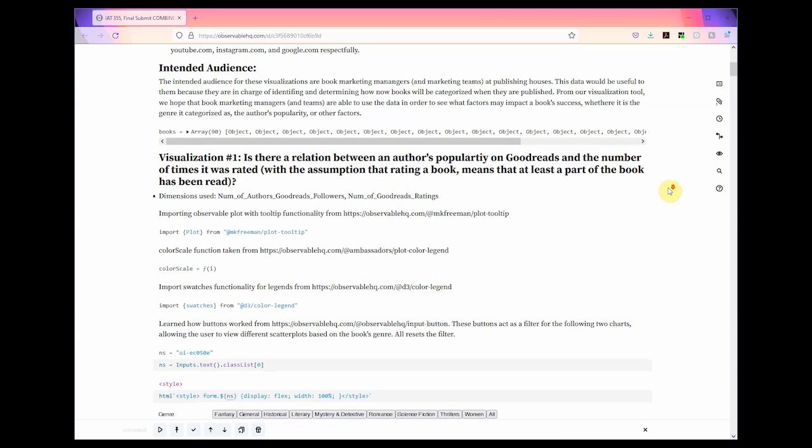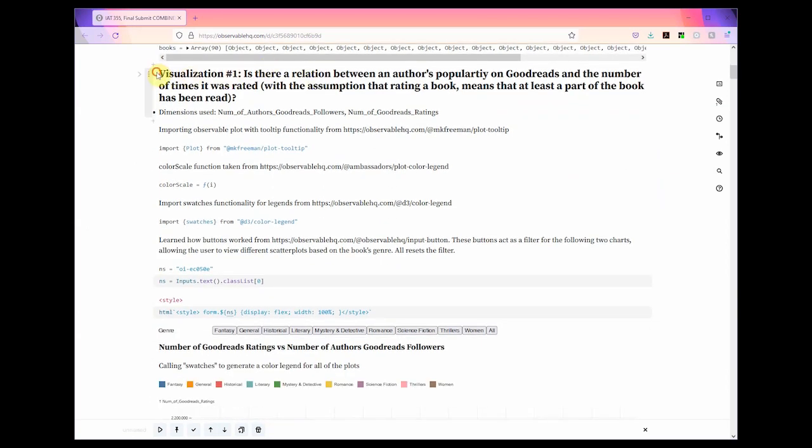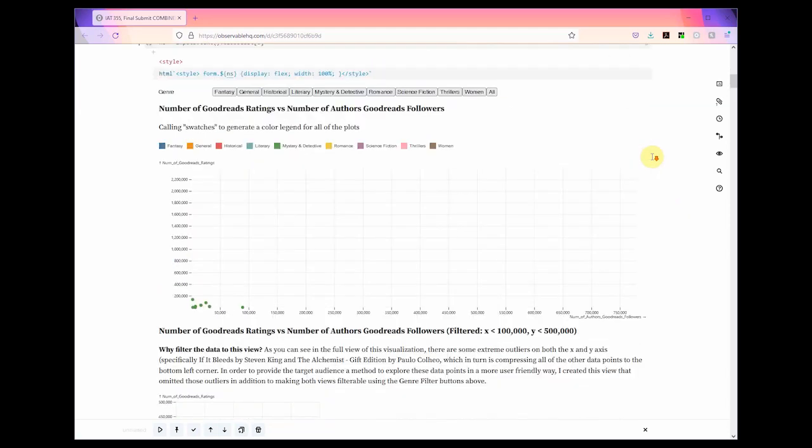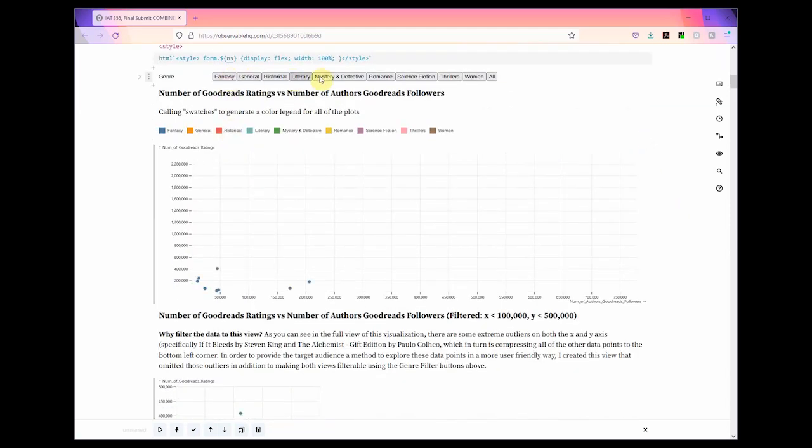The first question we posed to our data is whether there is correlation between an author's popularity on Goodreads and the number of times the title was rated. We plotted the number of Goodreads ratings for each title against the number of Goodreads followers for its author and added a genre filter to provide our audience with a way to search within their target genre.